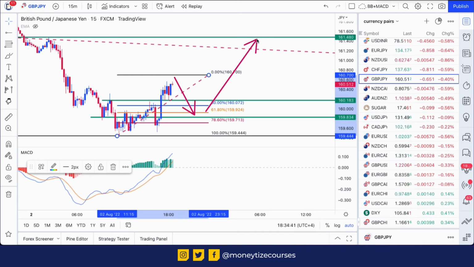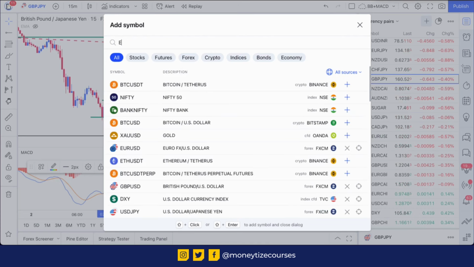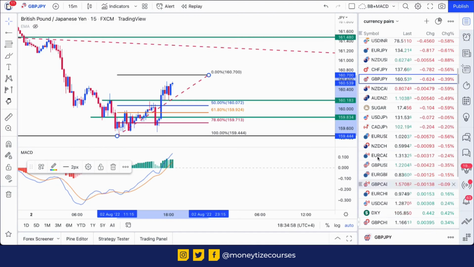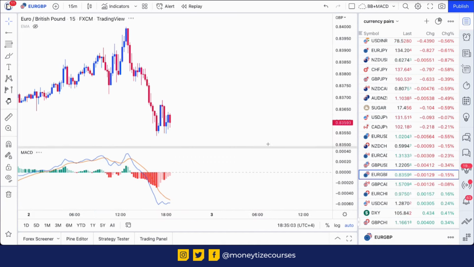But please keep in mind, it's going to be an aggressive trade because the higher time frame is going downward. It's showing bearish pressure. Now I'm going to share with you the second setup of the day, which is Euro GBP. Euro GBP, yes.